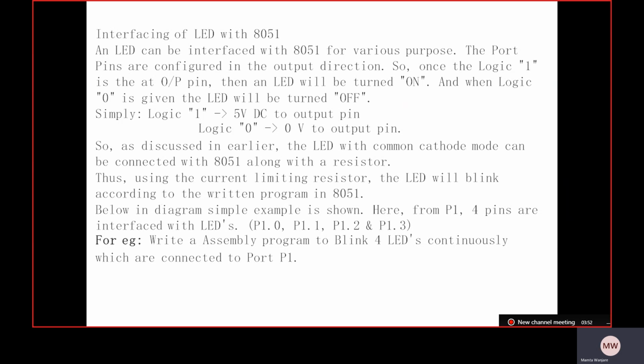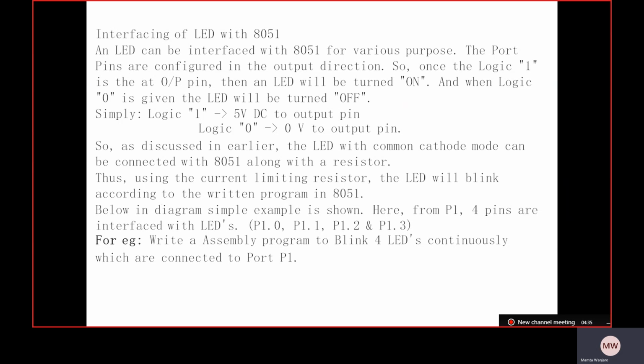Then let us see how to interface an LED with the 8051 microcontroller. An LED can be interfaced with 8051 for various purposes, with the port in the output direction. Once logic 1 is at the output pin, the LED will be turned on, and when logic 0 is there, the LED is turned off. Simply, logic 1 means 5 volt is there at the output pin, and whenever logic 0 is there, 0 volt is given to the output pin of the 8051 microcontroller.